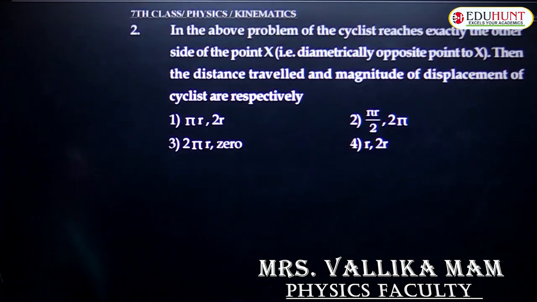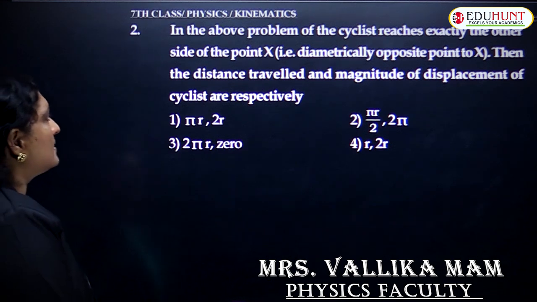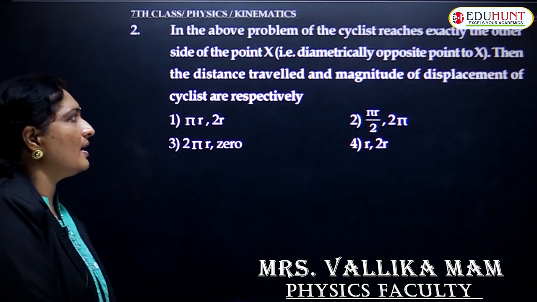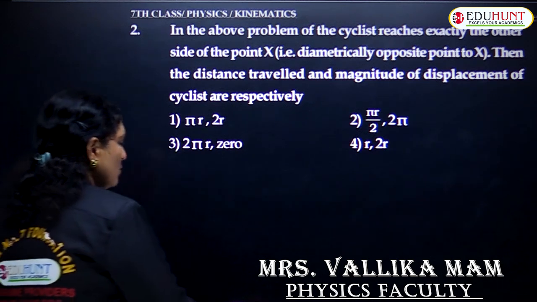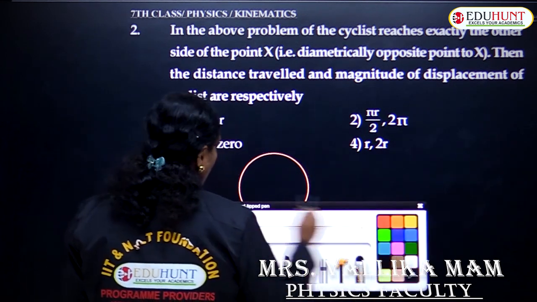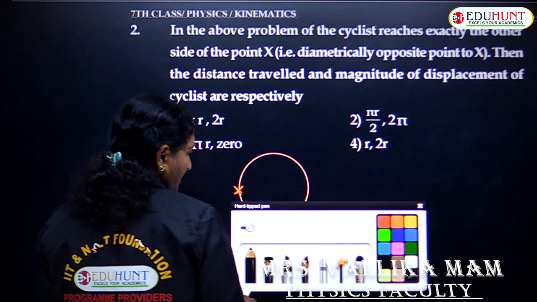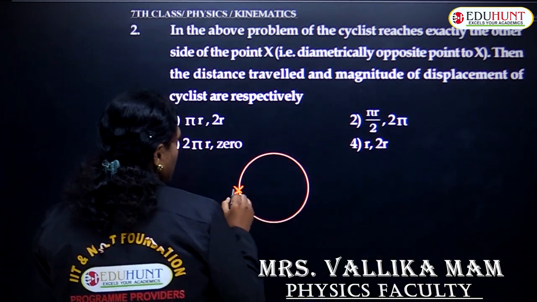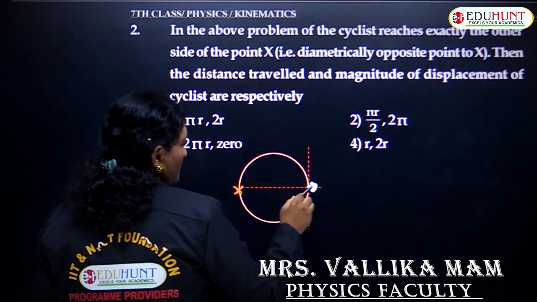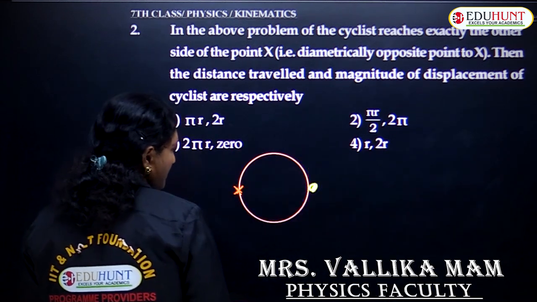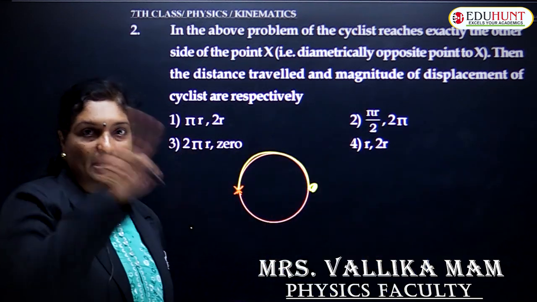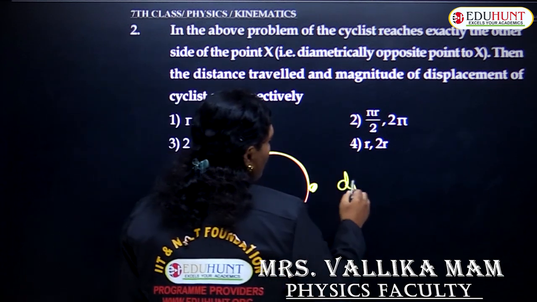In the above problem, if the cyclist reaches exactly the other side of the point X, that is the diametrically opposite point, then the distance travelled and magnitude of displacement of the cyclist? The same numerical they have given us. So, what is that? Here, he started his journey at point X, and starting from here, he has covered a distance to exactly the opposite point. So, what is the distance covered, children? From here to here, the distance covered will be half of the circle, that means the semicircular portion.